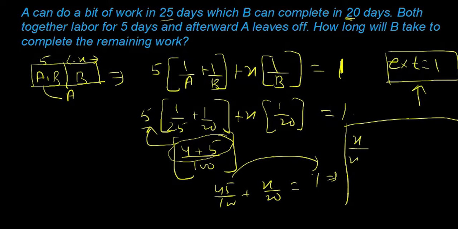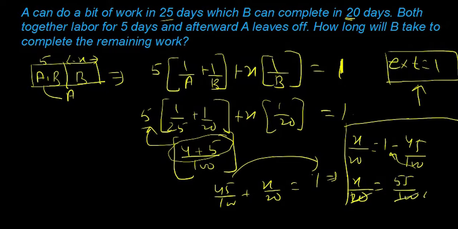x by 20 is equal to 1 minus 45 by 100. So x by 20 is equal to (100 minus 45) is 55 by 100. So 5 times 11 is 55, and this is 11. So how many days did X work alone? It is going to be 11 days, the answer.